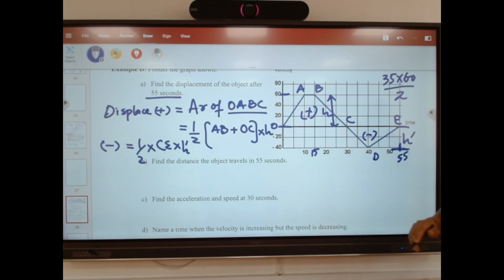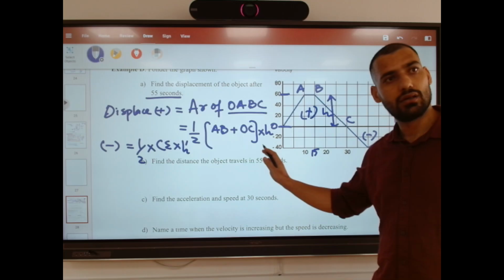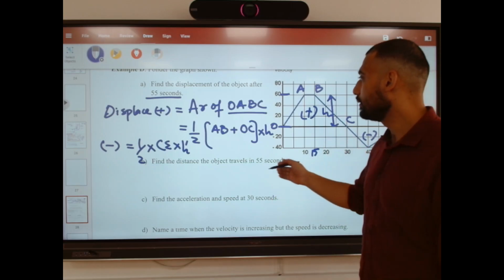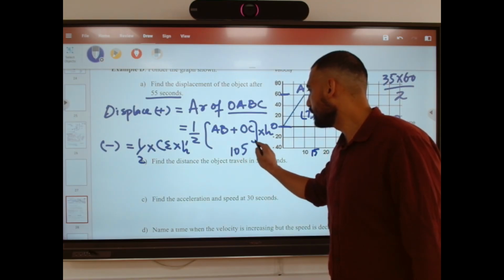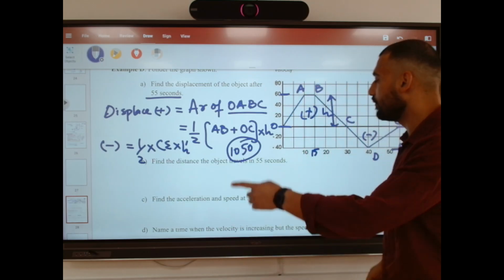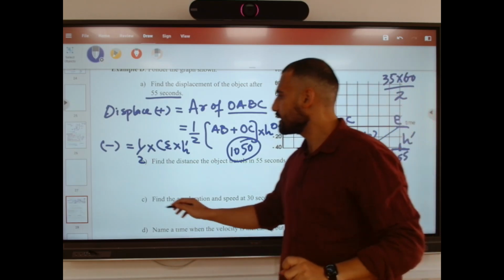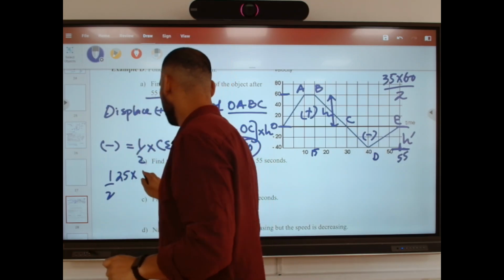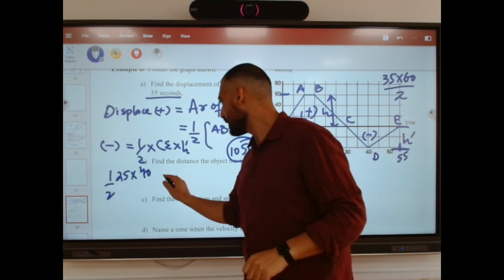1050 for the positive one? Okay. This is 1050. And what about this? What is CE? CE is 30 to 55, so it is 25. 25 multiplied by 40, so it is half of 25 multiplied by 40. Now what is this? It is 500.